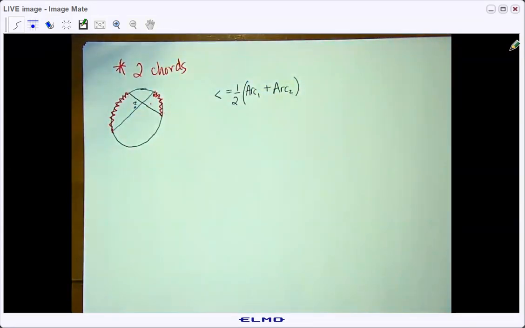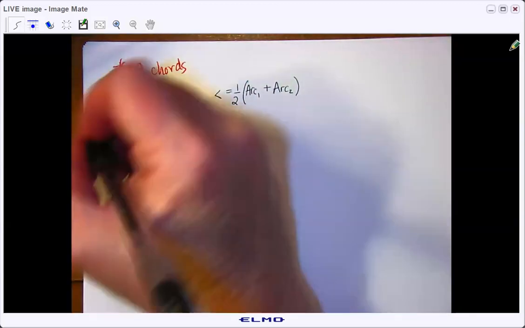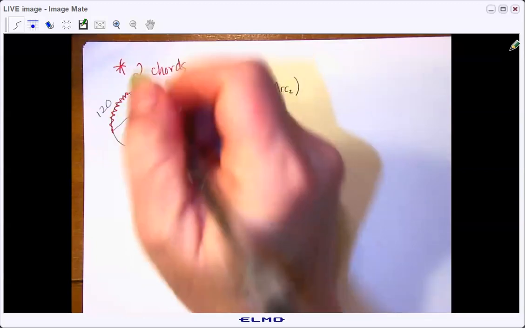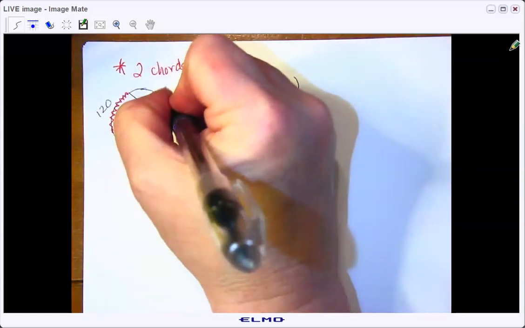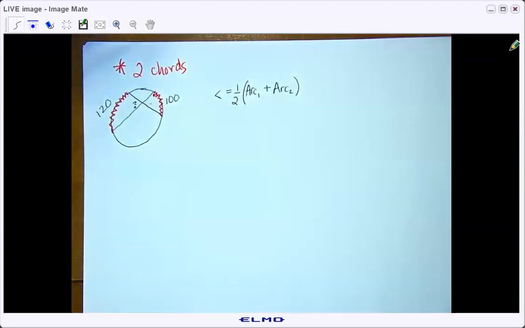Okay. So let me give you some numbers to put with that. Let's say that this arc is 120, and this arc is 100. So those are the two arcs, arc 1 and arc 2. See if you can plug it in and see what you'd get before I do it.